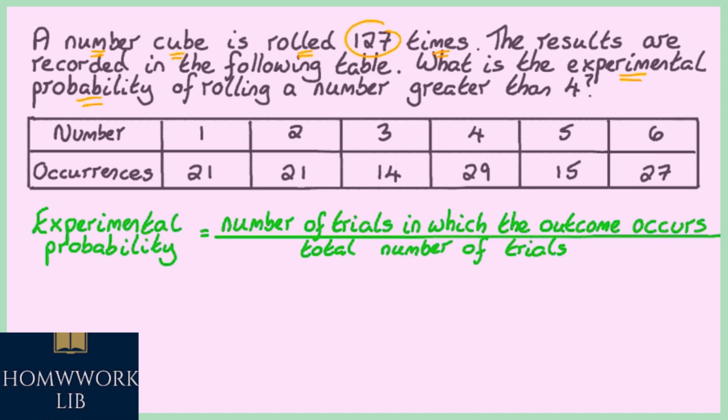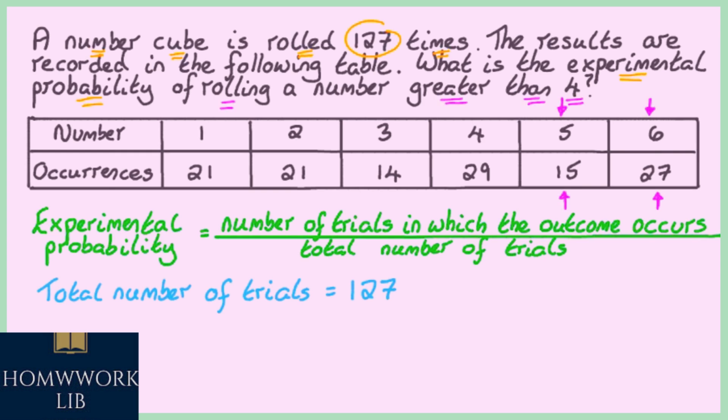In this question, we are told that the number cube is rolled 127 times. So the total number of trials is 127. Since we are trying to calculate the probability of rolling a number greater than 4, then a successful outcome would be rolling a 5 or 6.